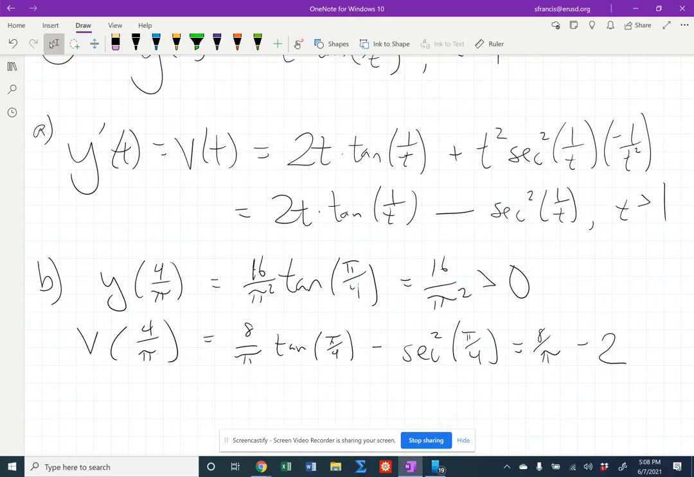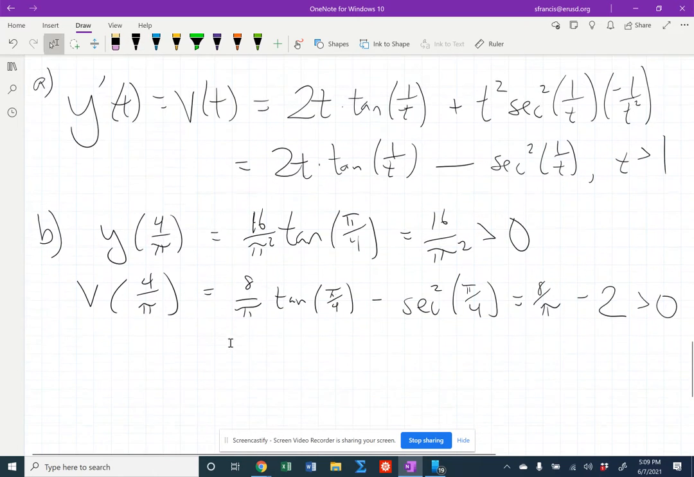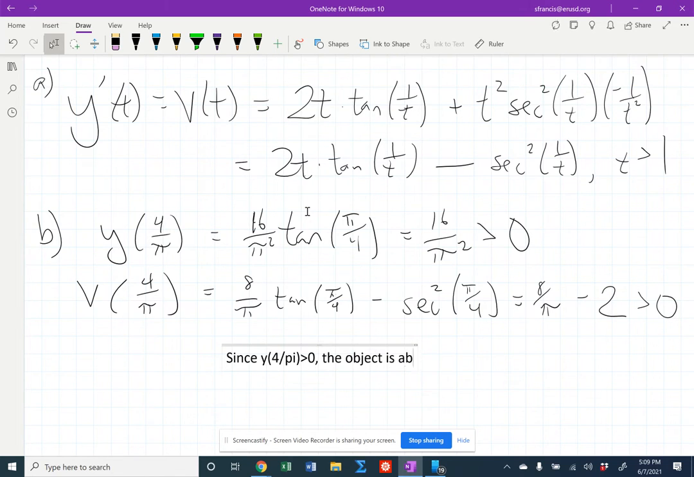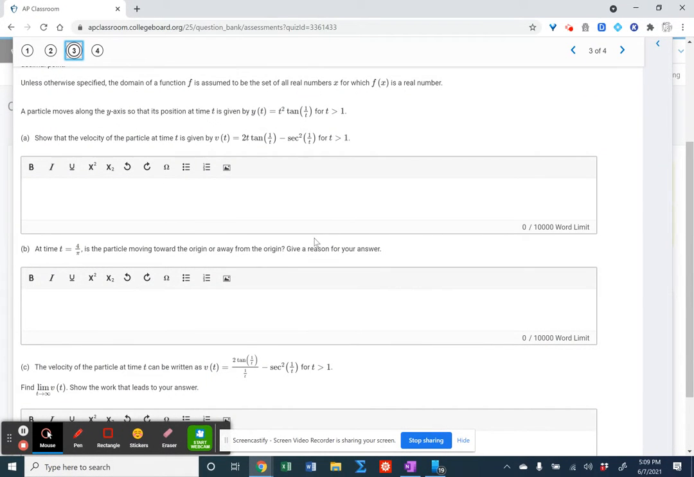And so now 2 pi is about 6 something, so 8 over pi is bigger than 2, so minus 2 is still going to give me a positive number. So what does all this mean? You want to say something like, well, since y of 4 over pi is greater than 0, the object is above the origin. It's a reference to the origin, right? Moving toward or away from the origin.